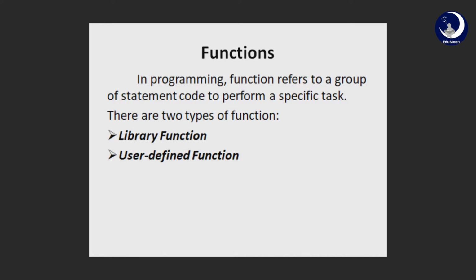So what is a function? A function is basically a set of statements which performs a particular task. So in programming, functions refer to a group of statements or code that performs a particular task. There are two types of functions. First one is the library function, and second one is the user-defined function.